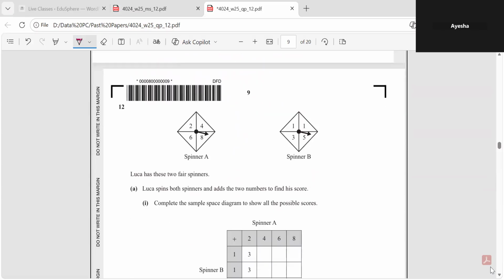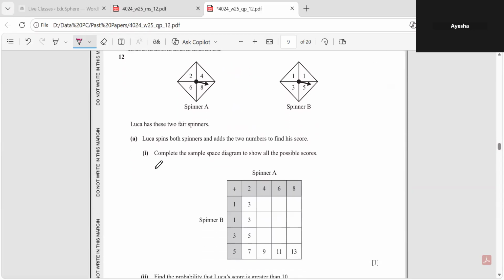Moving on to this question, this has 2 fair spinners. Now we know that Luca spins both spinners and adds the 2 numbers to find the score. So what we have to do is find the sample space first by using this possibility diagram. Some of them are already done. So let's complete this. 1 plus 2 is 3, 1 plus 4 is 5, 1 plus 6 is 7, 1 plus 8 is 9.